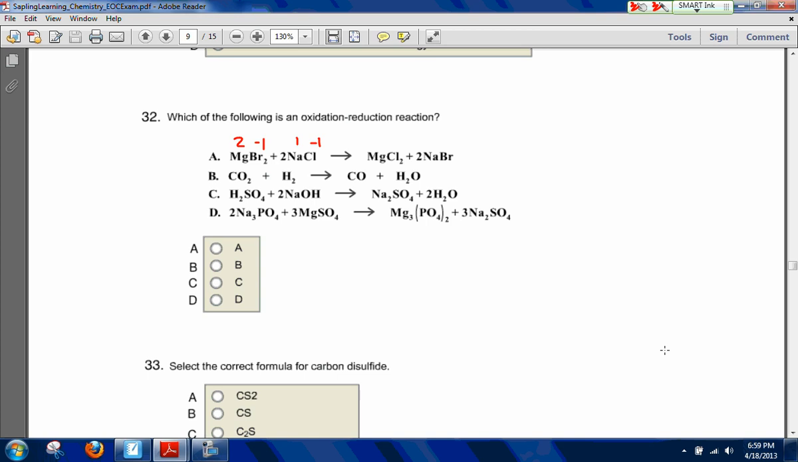Sodium is 1 away to the left. Chlorine is 1 away to the right. And that's what we get. And then we look on the other side. This magnesium still has a charge of 2. We can work backwards. This one's still 2. This one's still 1. Sodium is still 1. Bromine is still 1. Okay, so none of the charges change. They're all the same. So nothing was oxidized or reduced. This is just a double replacement.